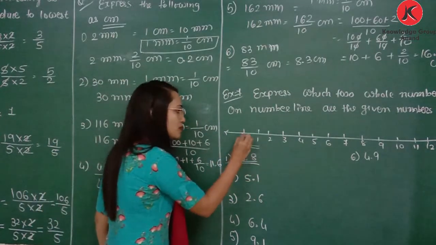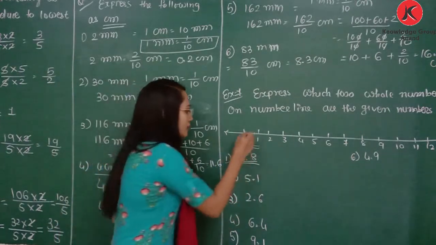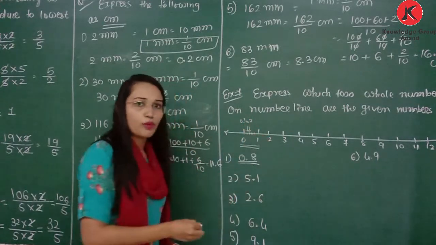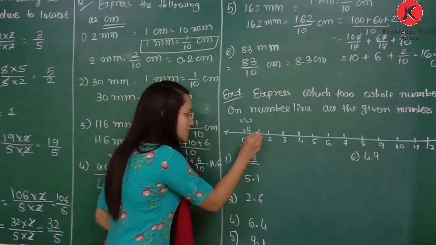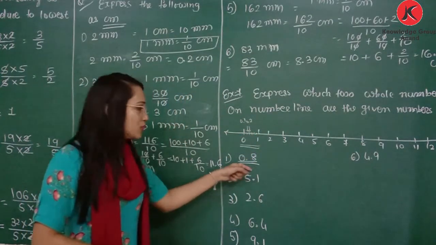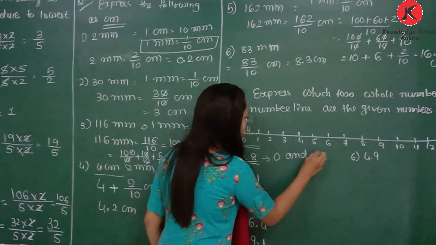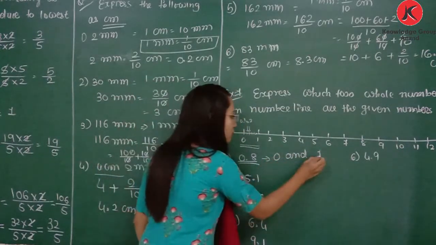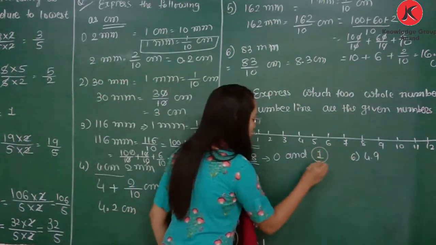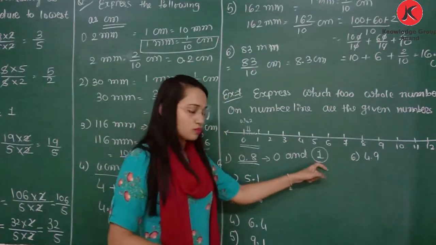0.8 lies here between 0 and 1. If you draw 10 equal parts between 0 and 1, then this part represents 0.1, then this is 0.2, 0.3, 0.4. Here we have 0.8, then 0.9, and after that we will get 1. So 0.8 is between 0 and 1. Now from 0 and 1, which one is nearer to 0.8? That is 1. So I make a circle to represent nearer number to 0.8. So that is 1. Clear?